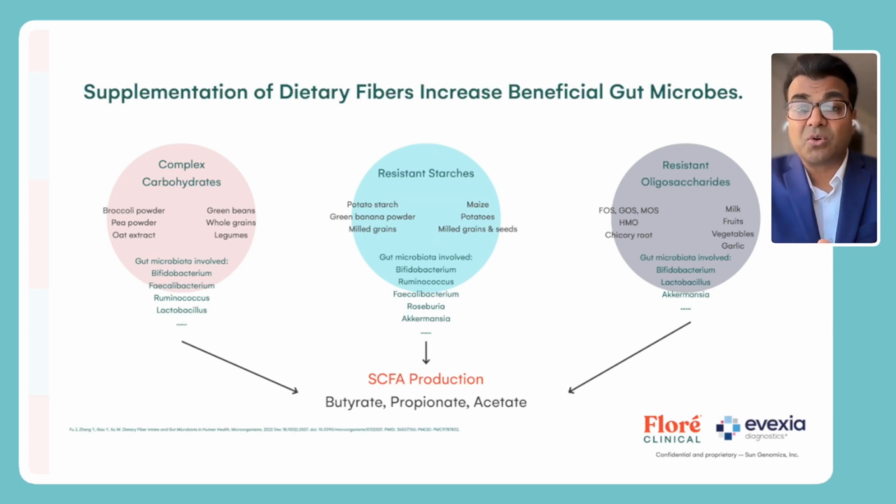And the same goes for resistant starches. You have potato starches, green banana powder, other grains that will feed specific gut microbiota like Roseburia or Akkermansia. Some of these organisms have strong associations to GLP-1 like agonists and receptor agonists, and others are also producing short-chain fatty acids like butyrate, propionate, and acetate that are stimulating that mechanism and enabling healthier outcomes for metabolic health.